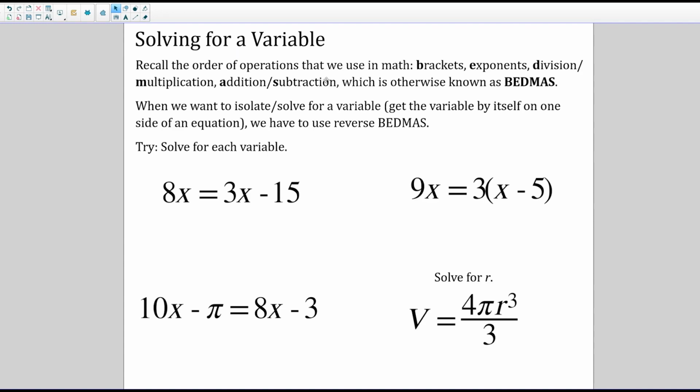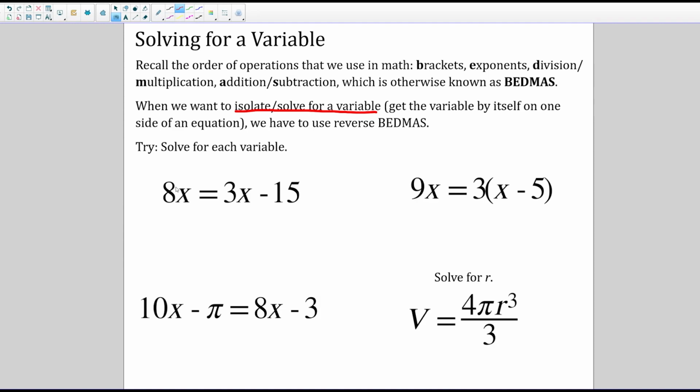I want to talk about solving for a variable. Typically, if we're trying to simplify something, we use something called BEDMAS: brackets, exponents, division, multiplication, addition, and subtraction. If we're trying to isolate or solve or really just get some sort of variable by itself, we're actually going to use reverse BEDMAS. So we're going to go from the opposite direction. We're going to undo the addition and subtraction first, then undo the division and multiplication, and then finally exponents, and then the brackets.